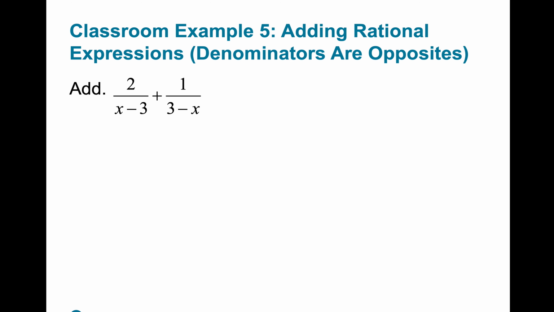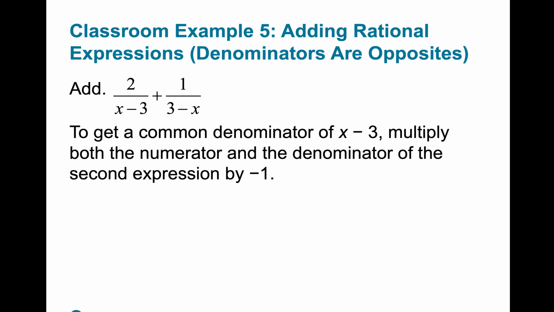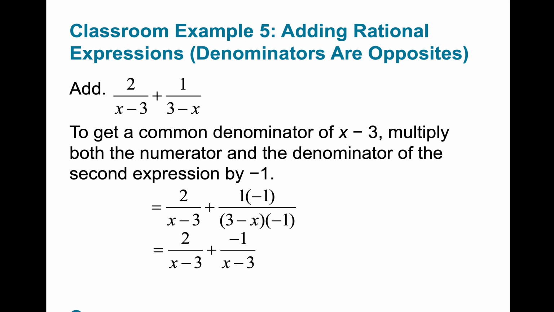Here, it looks very similar, right? But they're not quite the same. So I can multiply the expression by negative 1 to flip it around. So now I have a common denominator, and I can combine 2 plus negative 1.